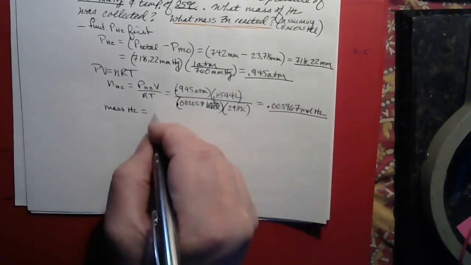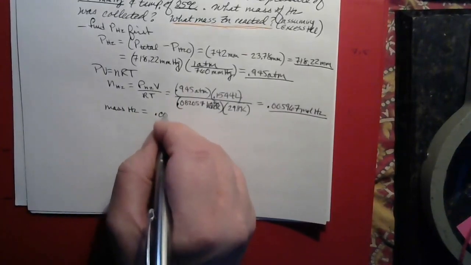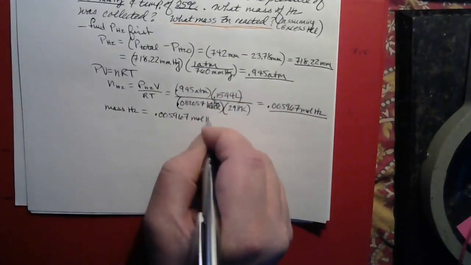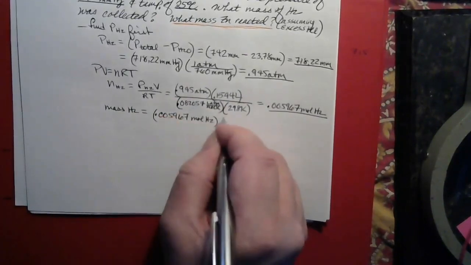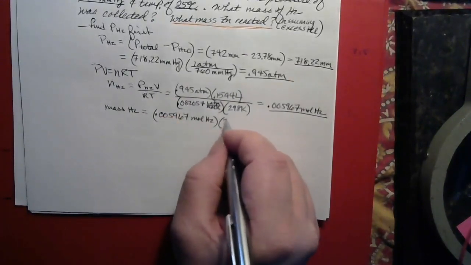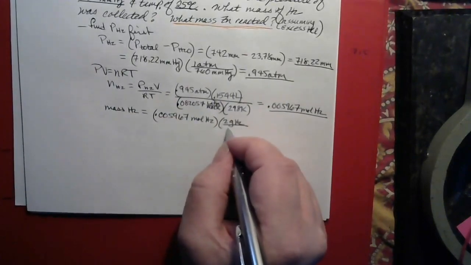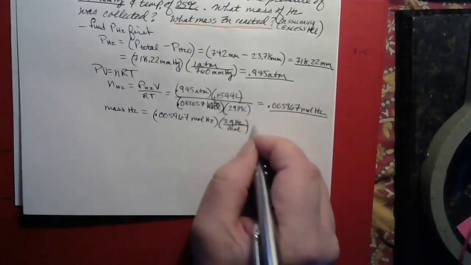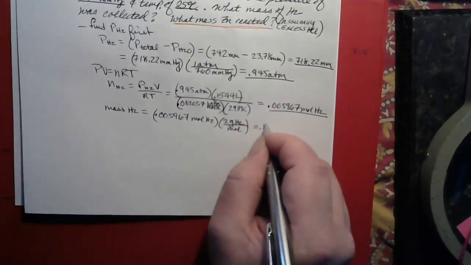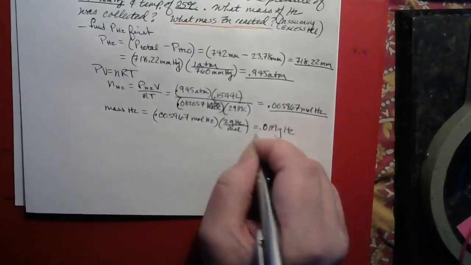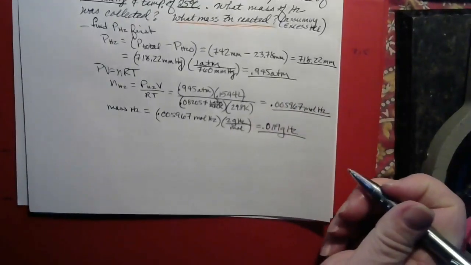The mass of hydrogen is just going to be the number of moles times the molar mass, which is 2 grams per mole. And that's 0.0119 grams of hydrogen.